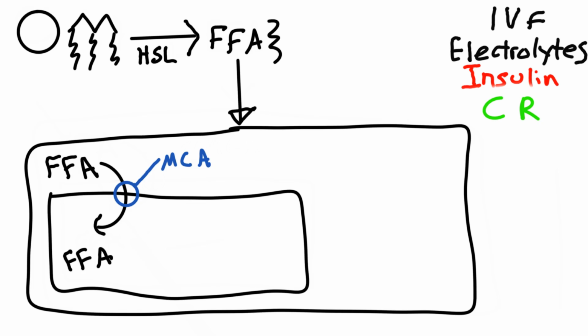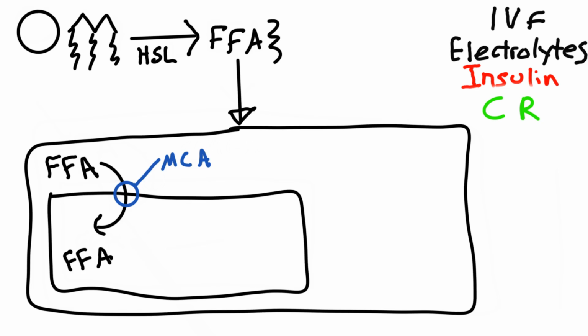If there's more insulin, there's more malonyl-CoA, and when there's more malonyl-CoA, the shuttle shuts down, and free fatty acids cannot go into the mitochondria. In a situation like DKA where there is no insulin, we have a depletion of malonyl-CoA, and the free fatty acids are shuttled more easily into the mitochondria.